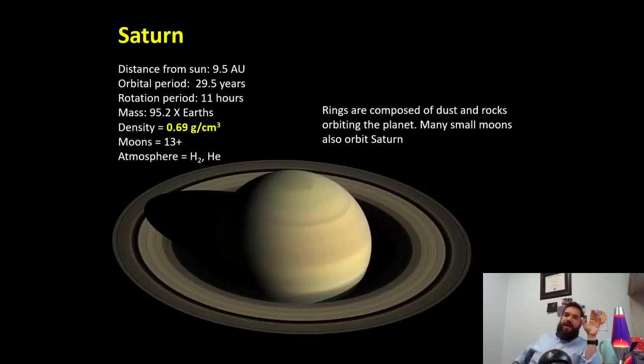Next one up is Saturn. Now, of course, Saturn's famous for the rings. It has a distance of 9.5 AU. So again, you have to go out another 5 AU past Jupiter, almost another 5 AU to get to Saturn. The orbital period is about 29 and a half years. Wow. And rotation period, again, rotating very fast, 11 hours.